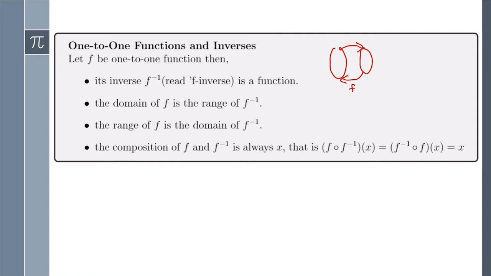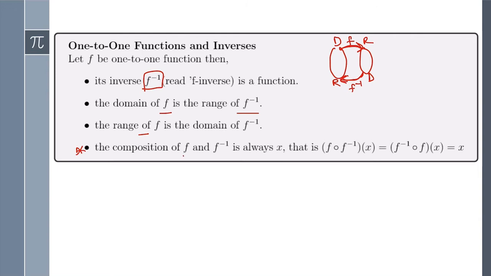If a one-to-one function has an inverse, then we denote the inverse by this notation here, which is read as f inverse. f is a function going from, say, domain to range in this direction. Then the inverse goes from the range of f to the domain of f. So for the inverse, this becomes the domain and that becomes the range. So the domain of f is the range of the inverse of f, and the range of f is the domain of the inverse of f.